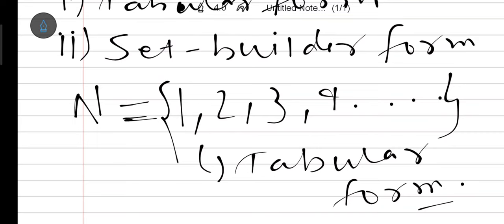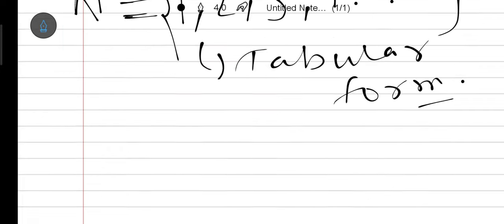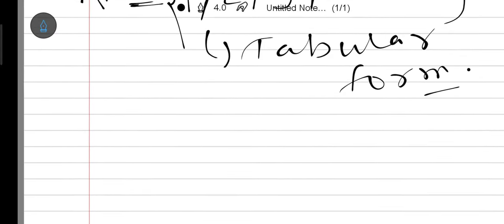So if we are given a set and we differentiate the elements of the set by commas, and we keep it inside braces, that is what tabular form is. So now moving on to set builder form.